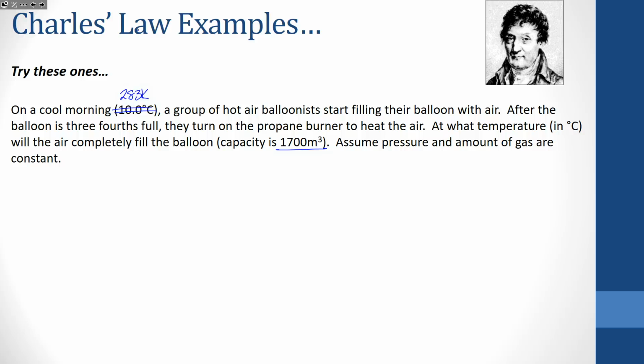Now, we don't know the starting volume right now, but we can figure it out because we know that they started with the volume at 3/4 full. So I'm going to take my 1,700 meters cubed and multiply it by 3/4, or in other words, 75%. That tells us how much air they put in the balloon to start. That's 1,275 meters cubed. So this would be my V1. This is my T1. This is my V2, and they want to find T2. We're going to find that temperature in Celsius.